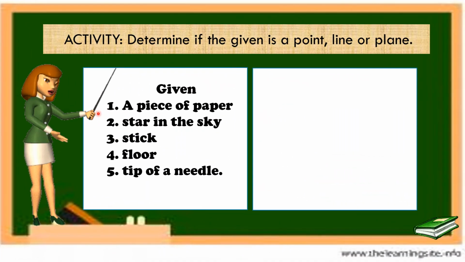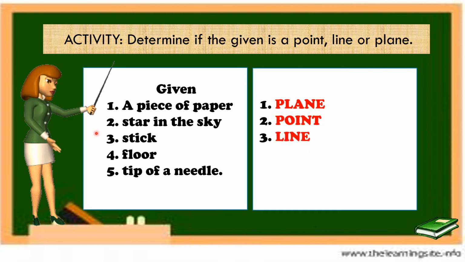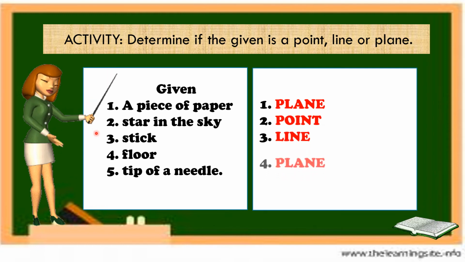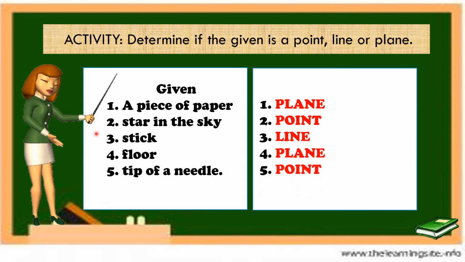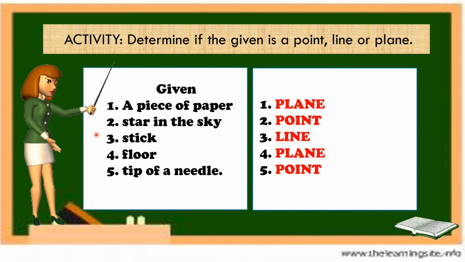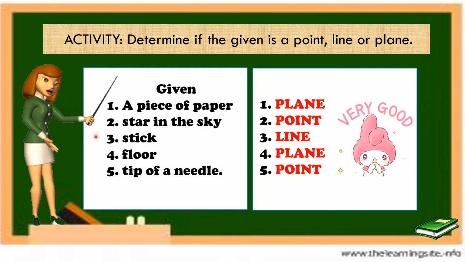For number 1, a piece of paper, that is a plane. Number 2, star in the sky, that is a point. Number 3, stick is a line, floor is a plane, and a tip of a needle is a point. Did you get the right answer? Very good.